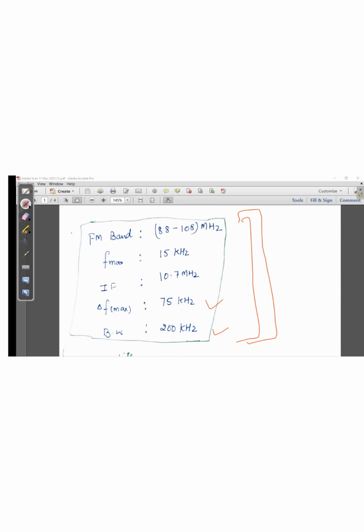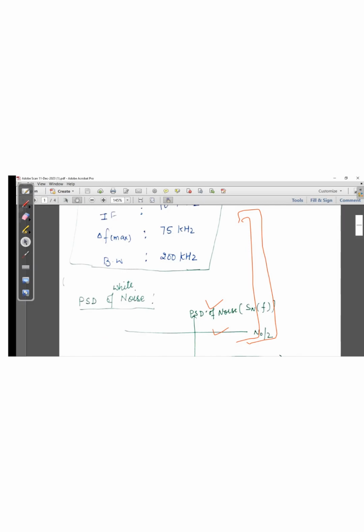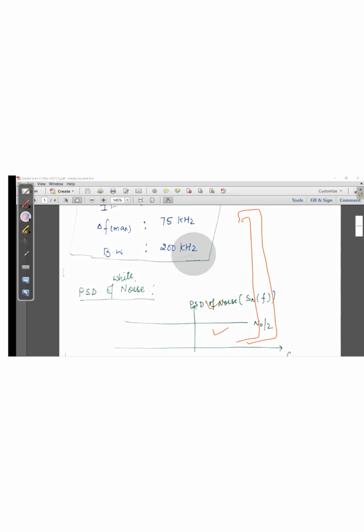Moving further, we all know that the power spectral density of white noise is constant for all frequency ranges from -infinity to +infinity. So I can say that the power spectral density remains N0/2 for the entire frequency range. This is the power spectral density of noise.